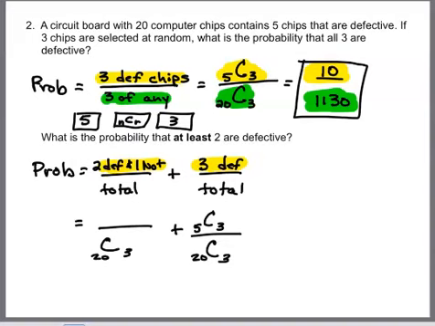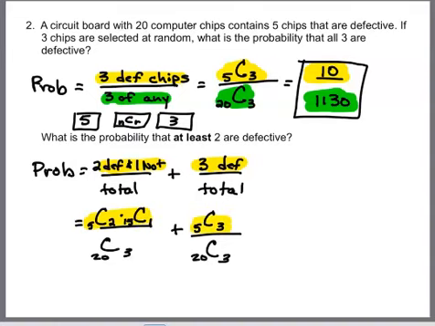But this is the part that's a little different. 2 defective and 1 not. Well, if we're just getting 2 chips that are defective, out of how many defective chips are there? There are 5. Out of 5 defective chips, how many ways can we pick 2? But that's together with 1 that's not defective. So out of 15 not defective, how many ways can we pick 1? All right. So 2 defective and 1 not is how we're going to write out that one.